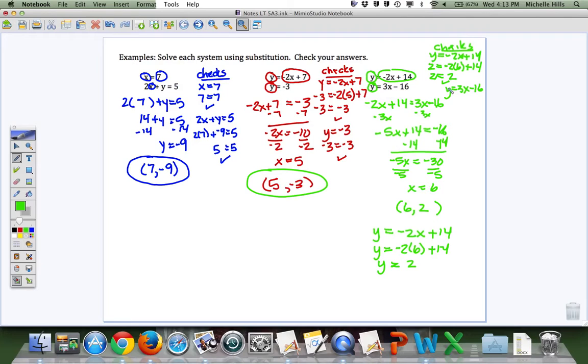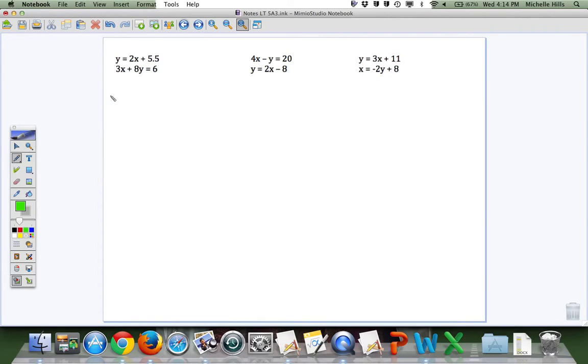So again, looking at my answer, my ordered pair, my y is 2, my x is 6. So 3 times 6 minus 16 is 2. Yep, it works in both equations. So this is my solution. I'm going to circle it and go on to my next answer. Y has a value of 2x plus 5.5. So where I see y in the second equation, I'm going to substitute 2x plus 5.5 in its place.